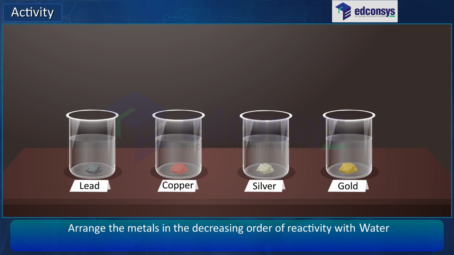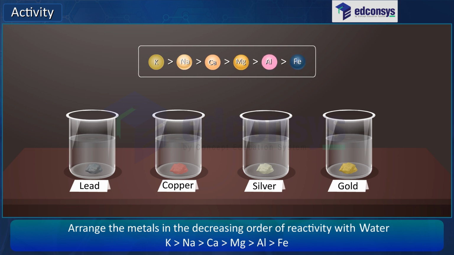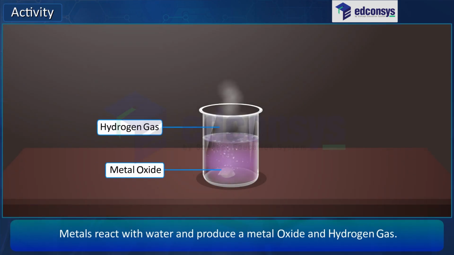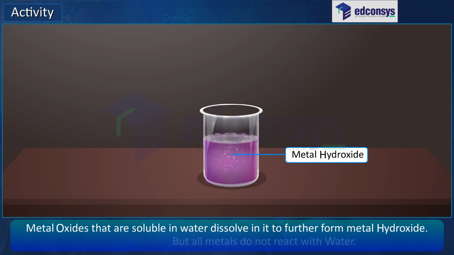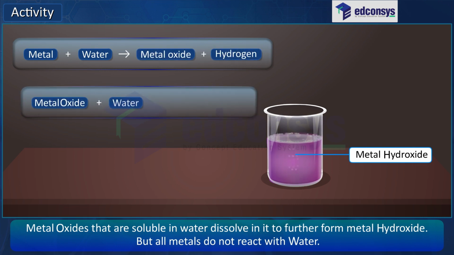Arrange the metals in the decreasing order of reactivity with water. K > Na > Ca > Mg > Al > Fe. Metals react with water and produce a metal oxide and hydrogen gas. Metal oxides that are soluble in water dissolve in it to further form metal hydroxide. But all metals do not react with water. Metal + water gives metal oxide + hydrogen. Metal oxide + water gives metal hydroxide.